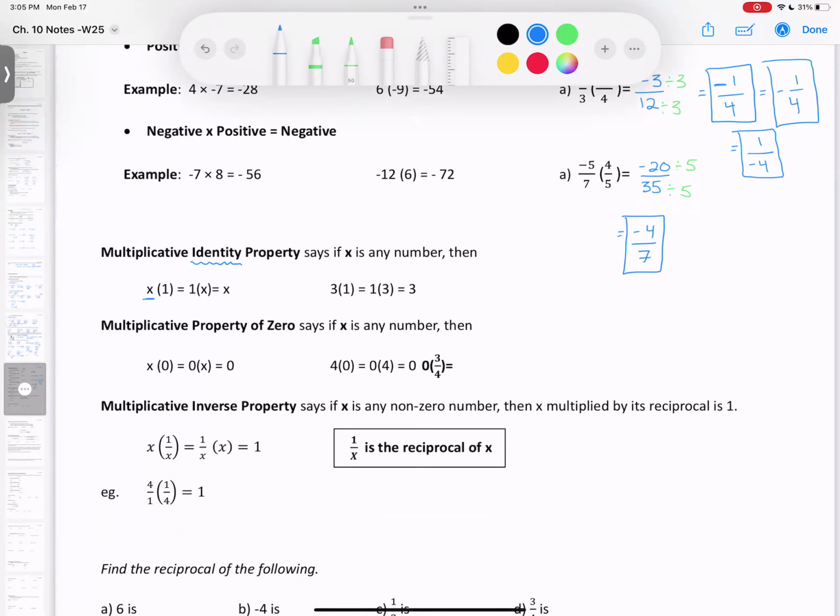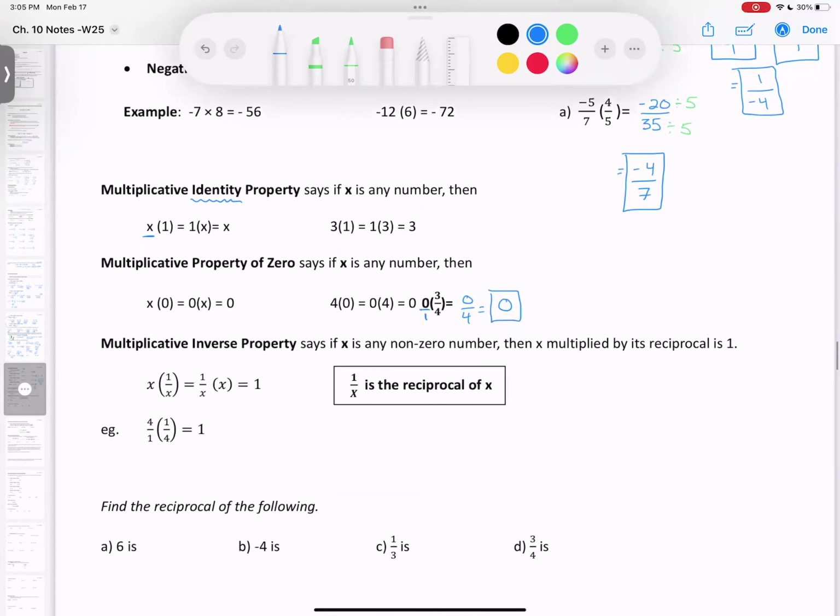The multiplicative property of 0 says that anything multiplied by 0 is 0. So x times 0 is 0. 0 times x is 0. So we've got 4 times 0 is 0 times 4, which is 0. If you have 0 times 3/4, well, remember 0, you can think of it as 0 over 1. You would get 0 over 4, which is 0, because 0 over any number is 0. So any number, even a fraction multiplied by 0, always gives you 0.